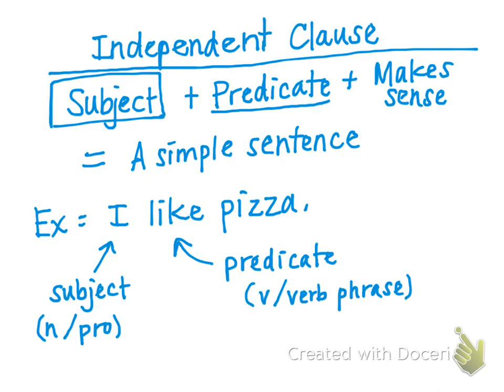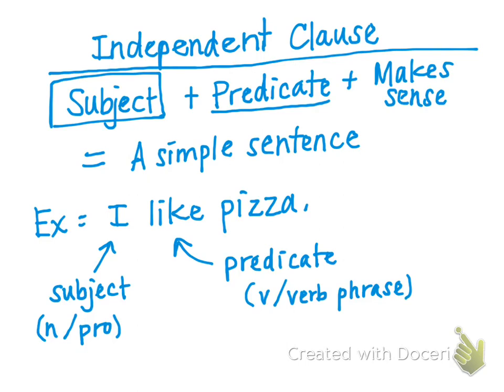We're going to start with independent because it's really straightforward, and so it makes it easier to understand what a dependent clause is. So, an independent clause needs three things. You need to have a subject, aka a noun, a predicate, a verb, and it needs to make sense. If you have all of those things, then it's an independent clause. This is also known as a simple sentence.